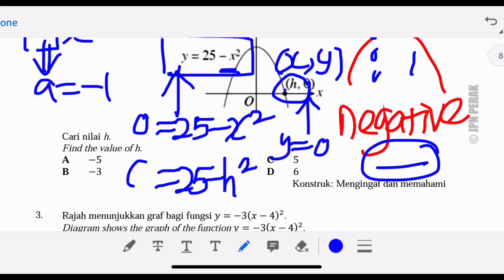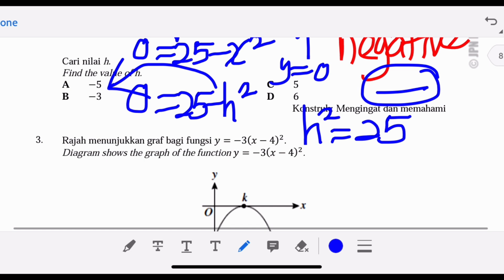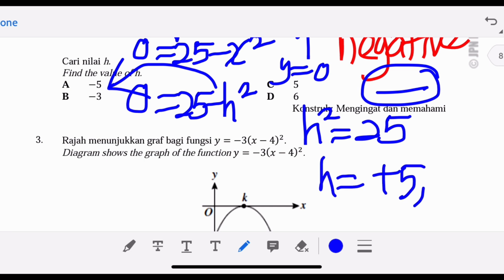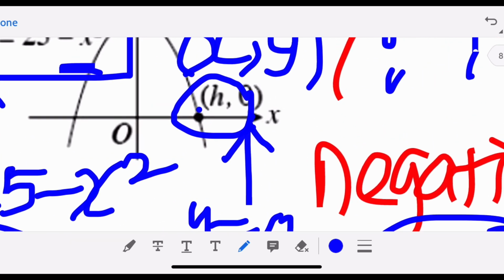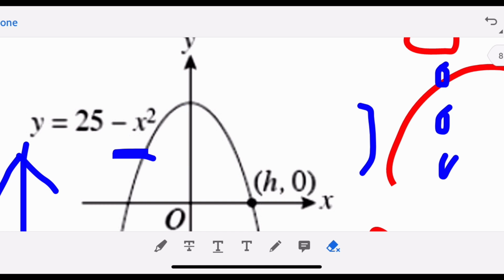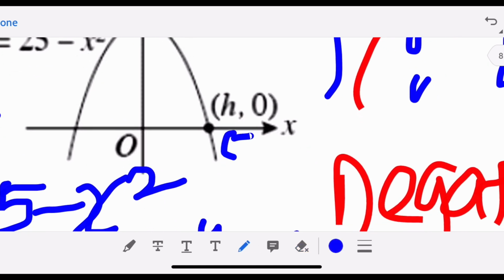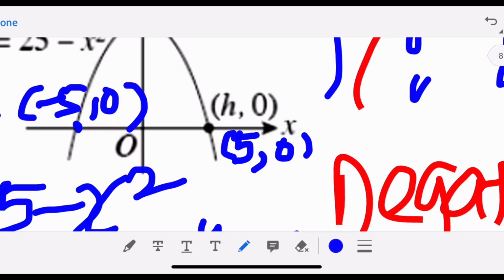You can always use a point. If in exam you don't know, you just take the point on the graph. You substitute into the function. Function, not equation. So you got 25, isn't it? You bring over h. Positive, right? So your h, you square root it, you get positive 5 and negative 5. By right, you should have two answers. Okay, so you look at the point here. So this point is of course positive, right? And here there's another point, negative 5, 0. Okay, so you should choose the right one for the h. One of the h is positive, one of the h is negative.